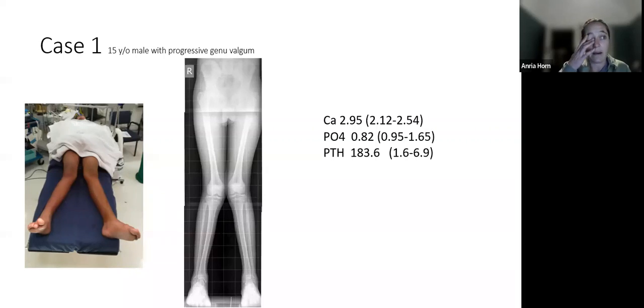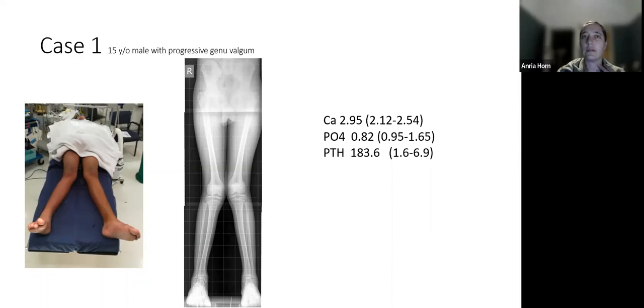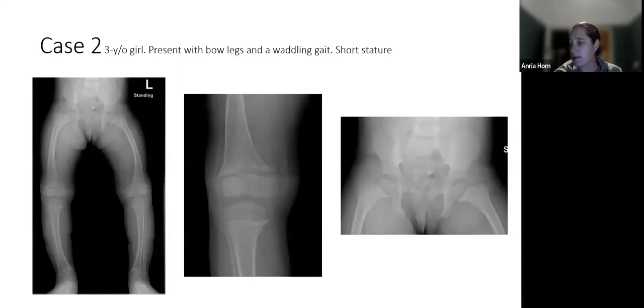If he had hypophosphatemic rickets, he would have a much lower phosphate than that. So that was primary hyperparathyroidism from a tumor, what do you call it, I can't remember now, but he had an adenoma. I think he had a parathyroid adenoma. So that's what caused this disease. And then we fixed it. Now he's straight.